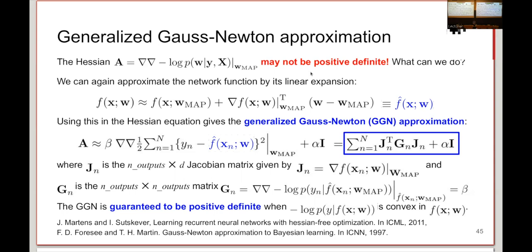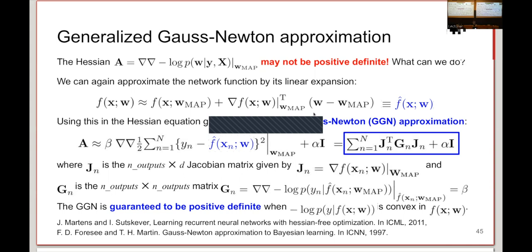One approach to avoid that, and it's what many people use in practice when they have to work with Hessians of loss functions of neural networks and don't want them to be not positive definite, is an approximation called the generalized Gauss-Newton approximation. This is an approximation to the Hessian that is actually quite accurate and is guaranteed to be positive definite.